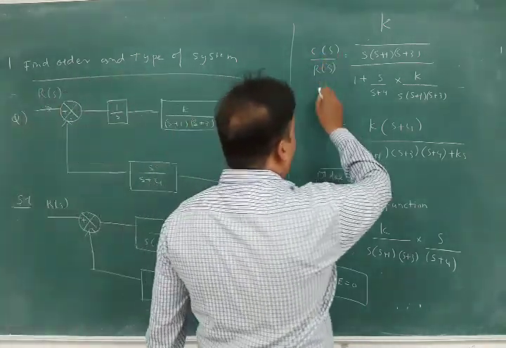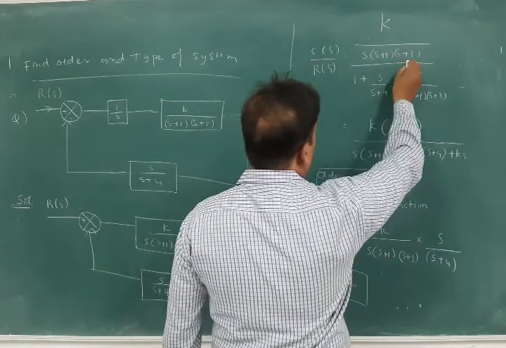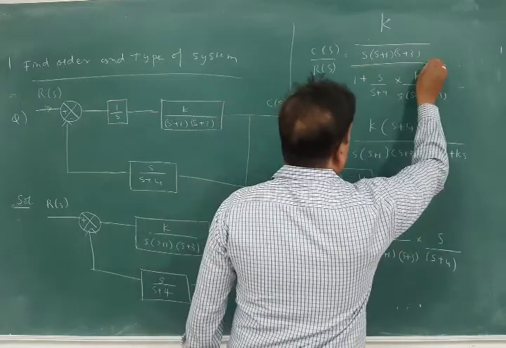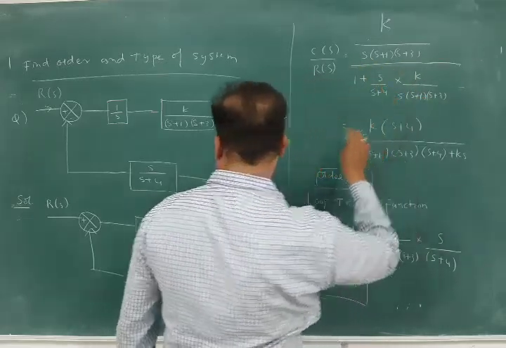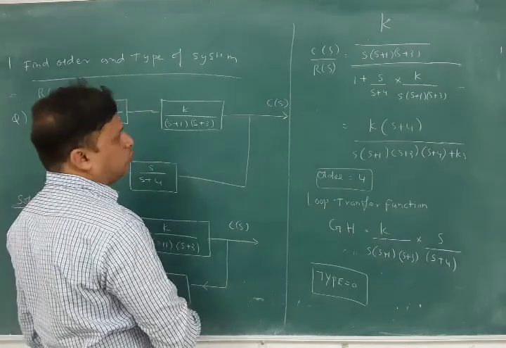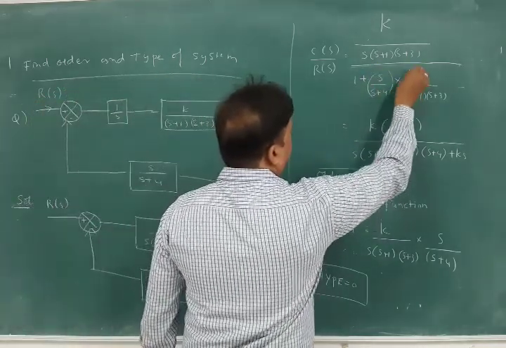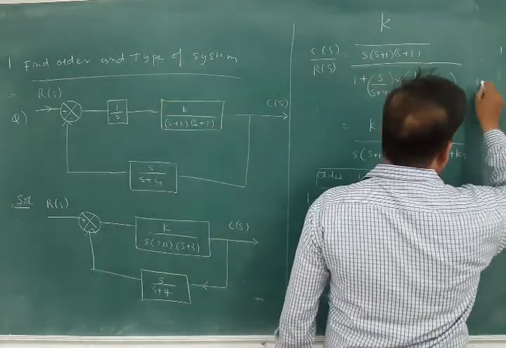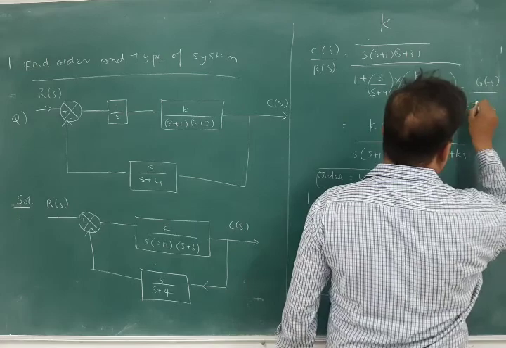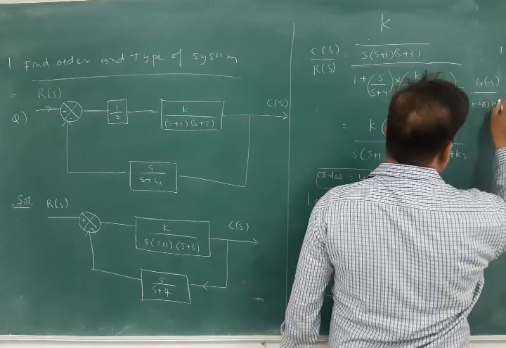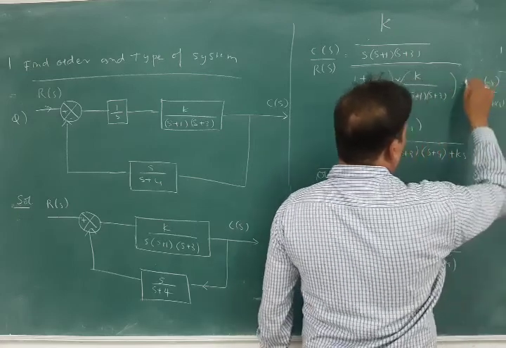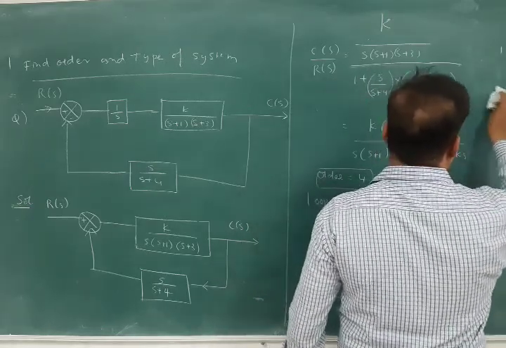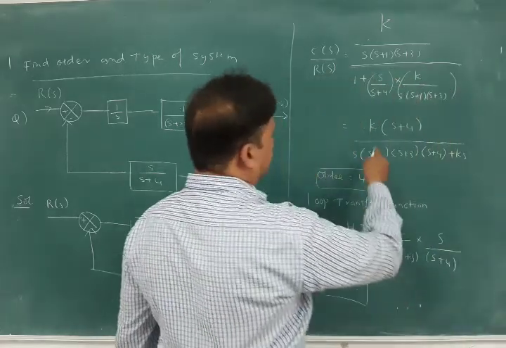So C(s)/R(s) is equal to K by s into (s+1) into (s+3), that is G(s), divided by 1 plus G(s) into H(s). H(s) is s by (s+4). So it is of the form G(s) by 1 plus G(s) into H(s). It is a transfer function. Okay, G(s) by 1 plus G(s) into H(s). Now we will write here K into (s+4).